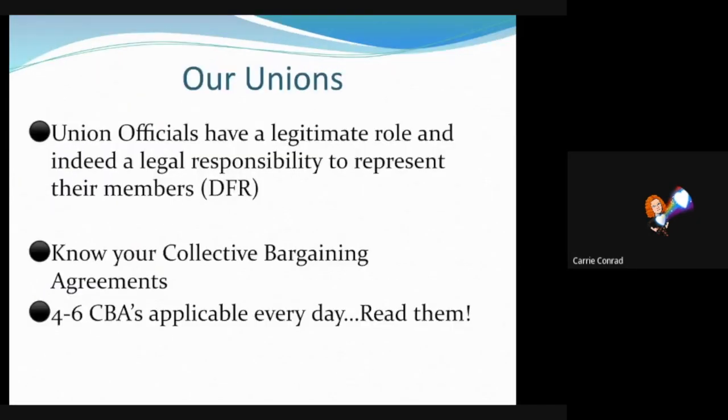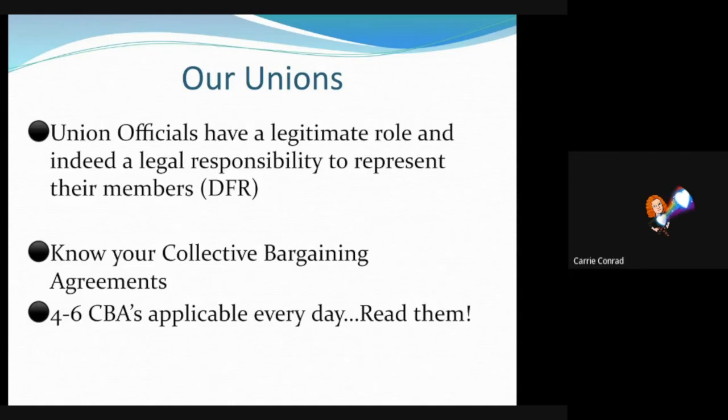Our unions have a legitimate role, and they have a legal responsibility to represent their members. That means our unions have a legal obligation to hold us as leaders accountable for equity in the application of our expectations, to ensure that we are treating all staff with respect, that we are upholding the collective agreement, we are complying with the collective agreement.